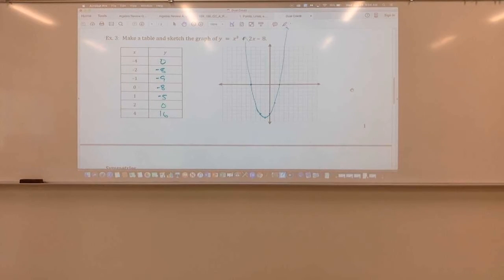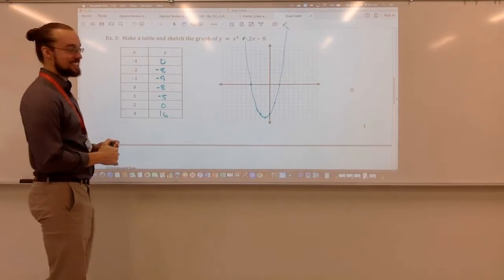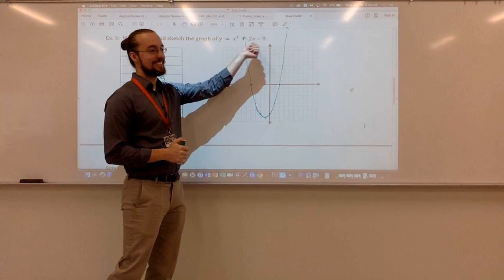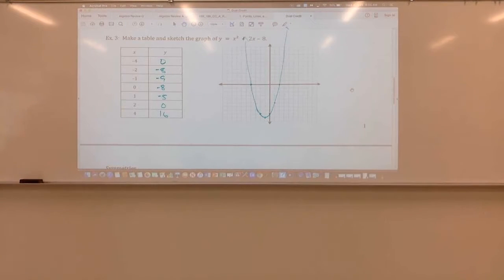Did we get something like this? Yeah, I thought we were. No, this is a parabola. Weirdest circle I've ever seen. All right, any questions on using a table to sketch a graph?